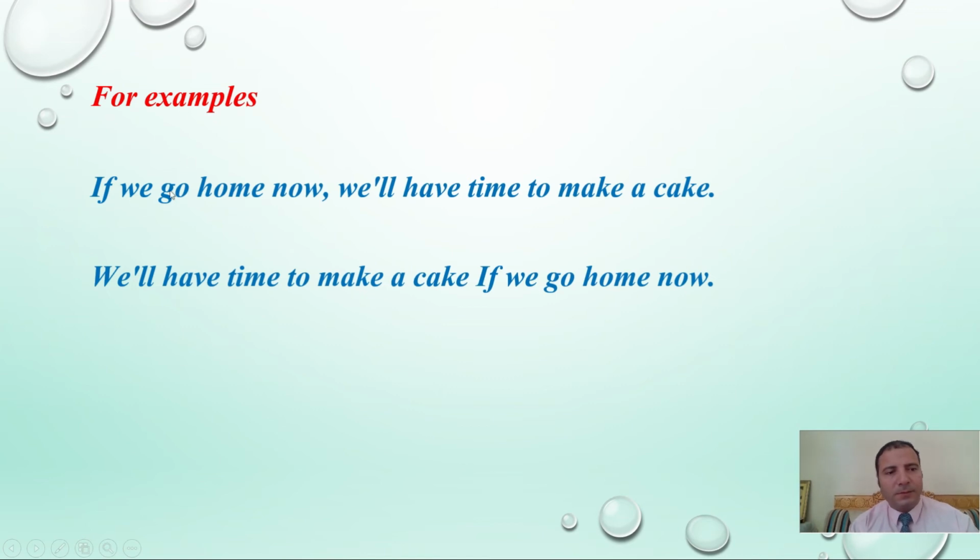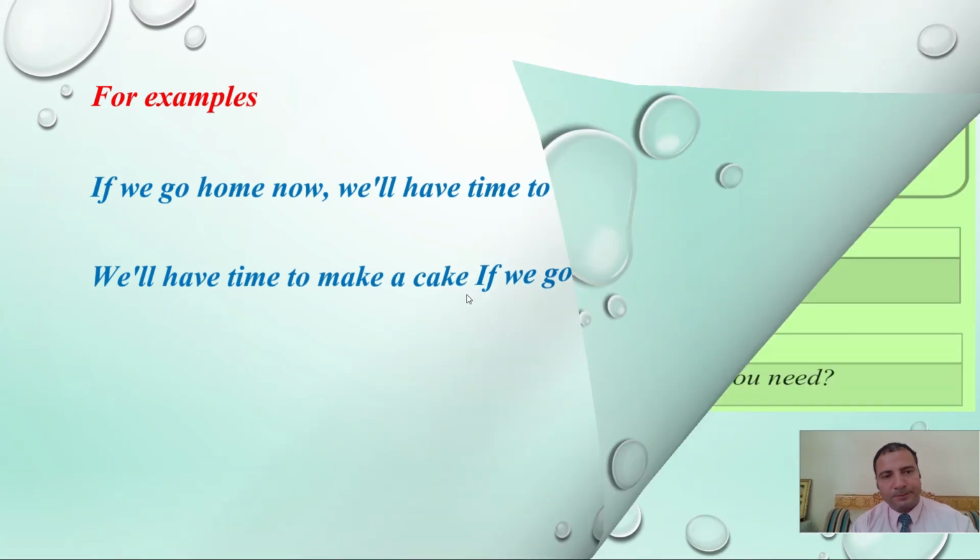For example, if we go home now, look here, we put a comma after the if clause. So, if we go home now, we will have time to make a cake. Also, I can start with the will clause. We will have time to make a cake if we go home now. And when I start the sentence with the will clause, I don't put a comma after the will clause.